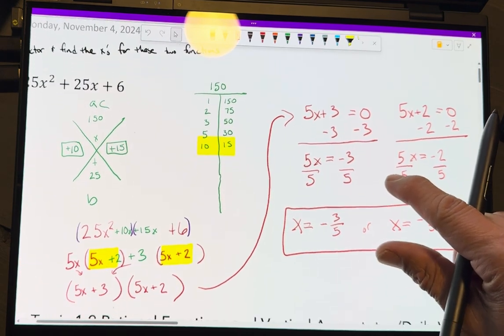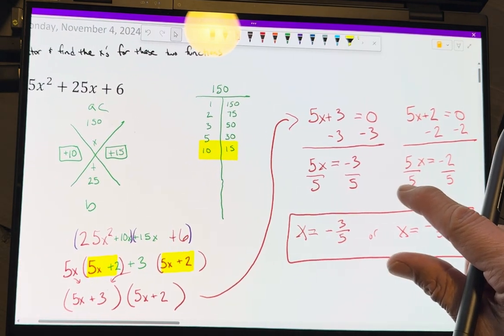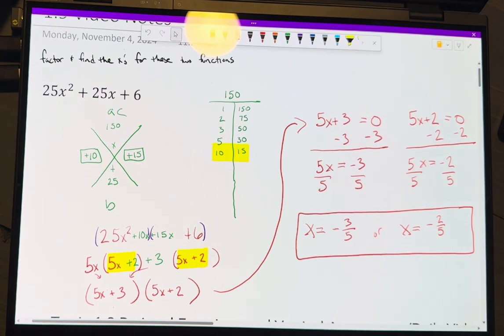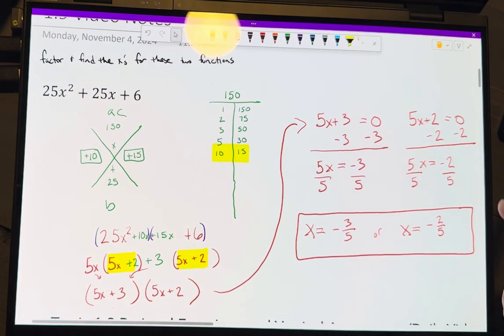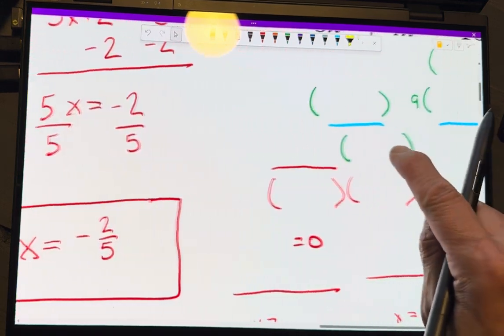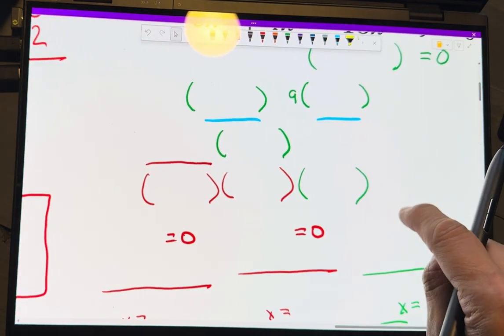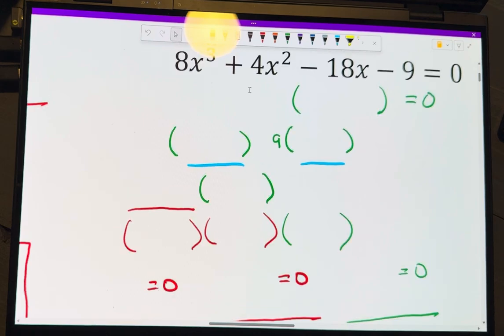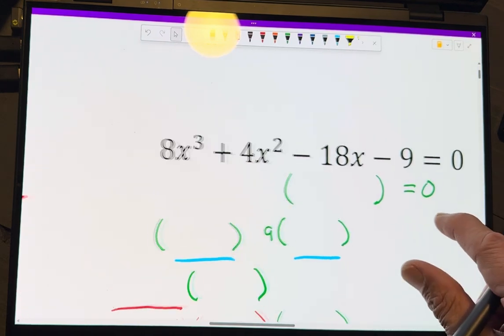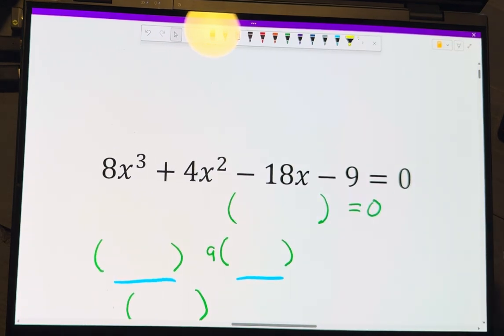And here's a good look at the whole problem. Okay, so let's do one more. Go ahead and write this problem down and then pause it and I'll cover it for you.